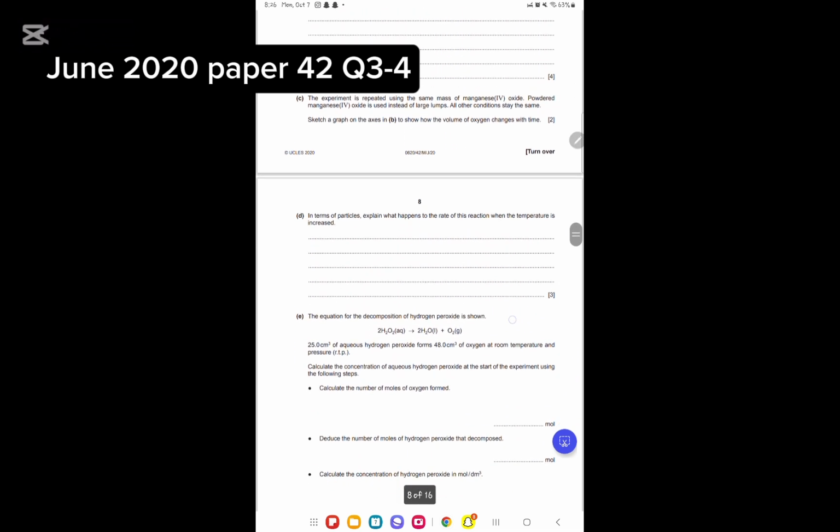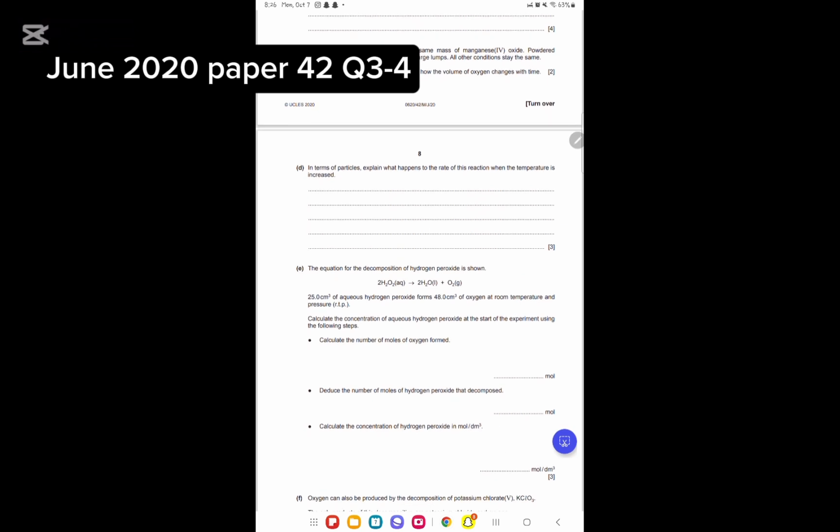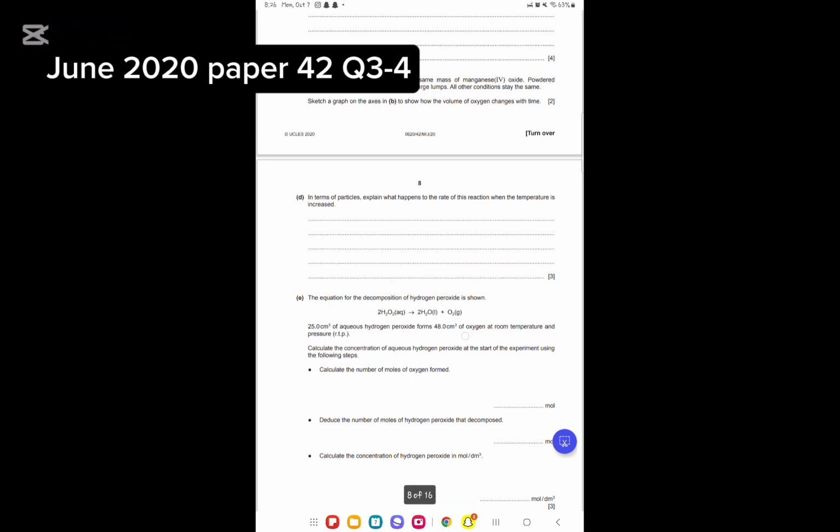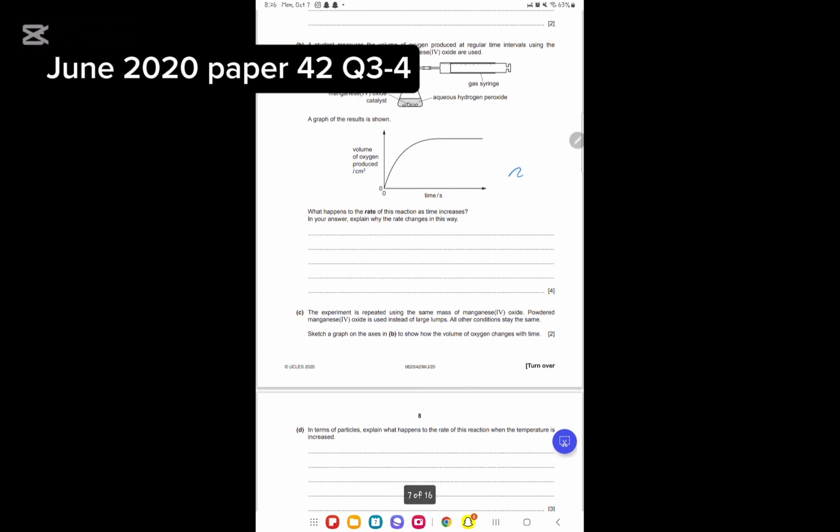Now part C. The experiment is repeated using the same mass of manganese oxide. Powdered manganese oxide is used instead. So what are we doing? We are increasing our surface area. Anytime we increase the surface area, the plateau isn't affected, but the slope is. So it's gonna look something like this.